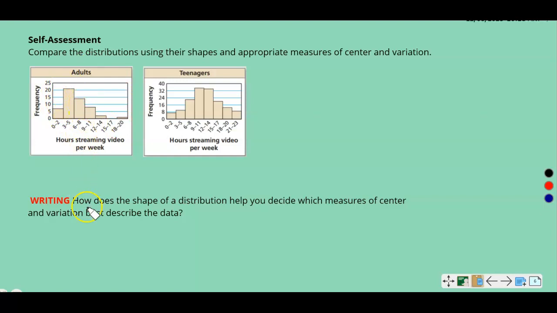All right, writing. How does the shape of the distribution help you decide which measure of center and variation best describes the data? Just like what we said, if it's skewed, you're probably going to use the 5-number summary. And if it's symmetric about the center, where it kind of looks equal on both sides here, then you would use the mean.